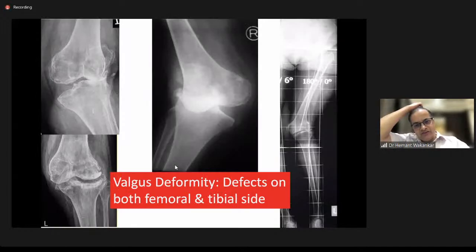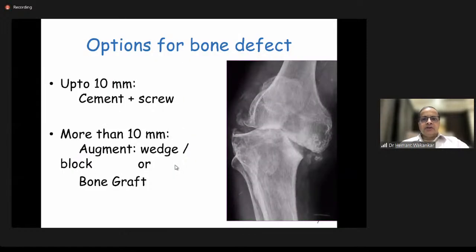In a valgus deformity, similarly, you may have defects on the femoral and tibial side as well. Most of the times, valgus defects end up being deficient on the femoral side. But even on the tibial side, I'll show you some examples of defects as well. So what are the options that you have for bone defect? If it's a small defect up to about 10 millimeters, you can simply use cement in the defect, and you may use a screw as a reinforcement for that cement.